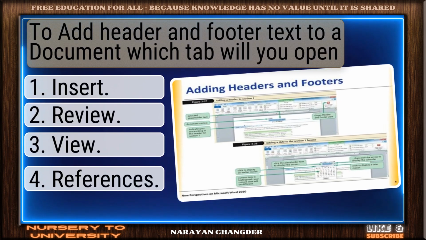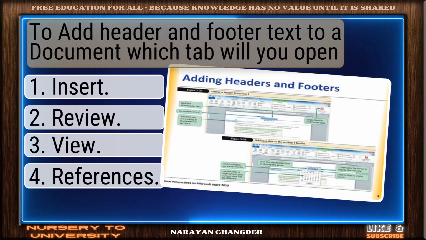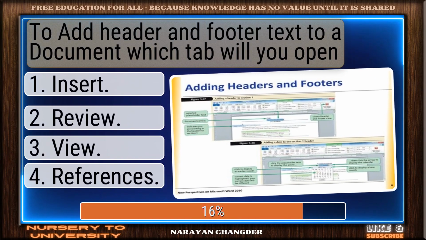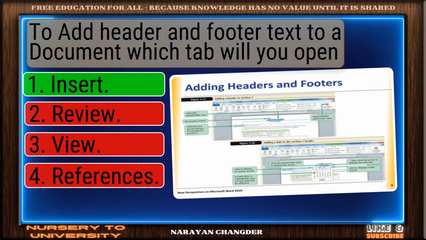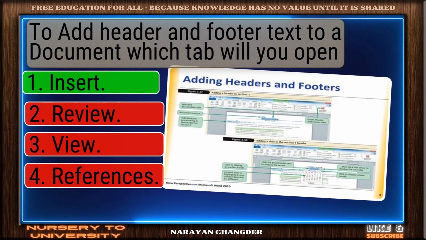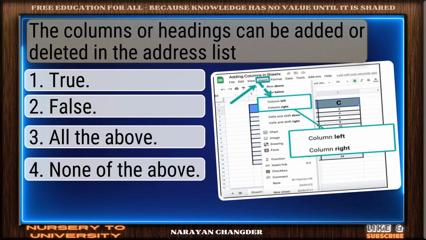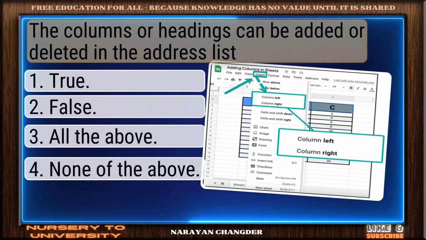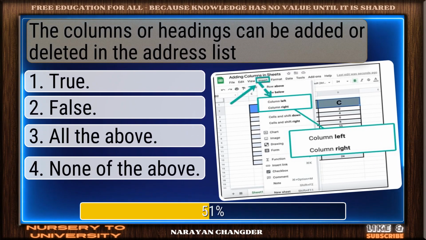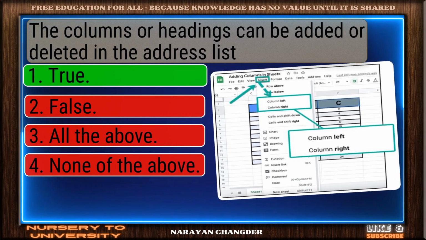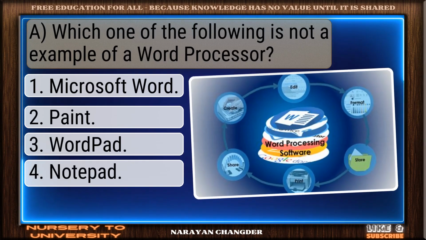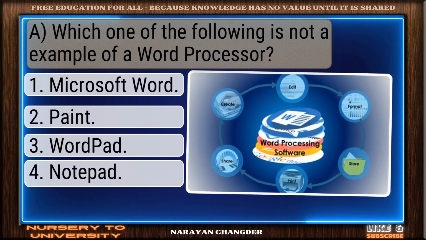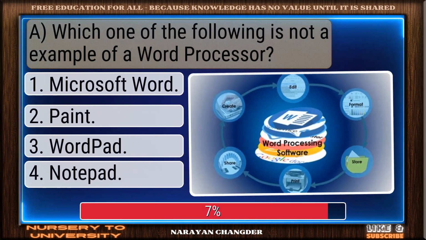To add header and footer text to a document, which tab will you open? Correct response. Insert is the most accurate answer. The columns or headings can be added or deleted in the address list. Excellent. True is a brilliant choice. Which one of the following is not an example of a word processor?